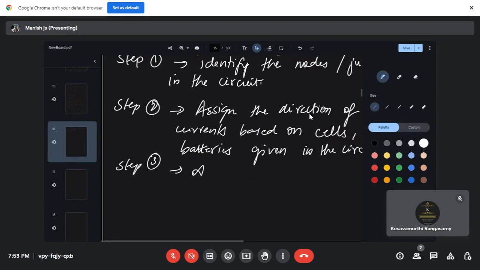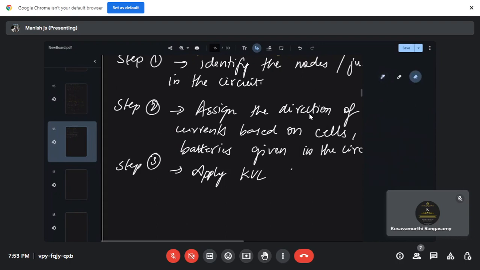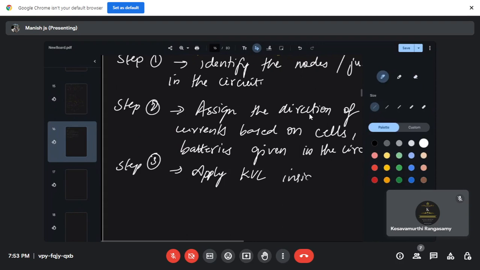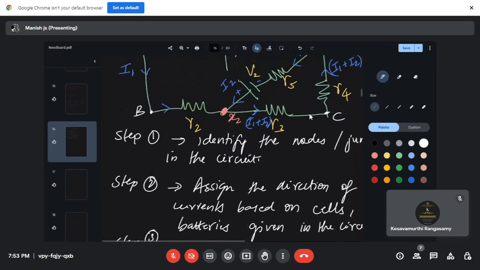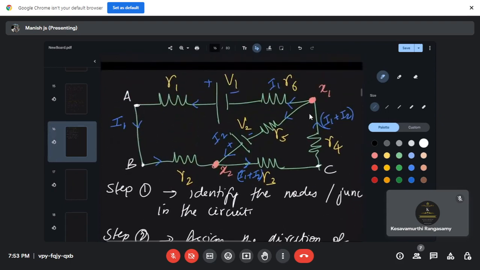You are going to now apply KVL inside closed loops, inside the loops, and KCL at nodes. Step 3 is you will apply KVL. You will write the equations for the loops and you will apply Kirchhoff's current law at the nodes. This is step 3. So here, how many equations will you write for KVL?